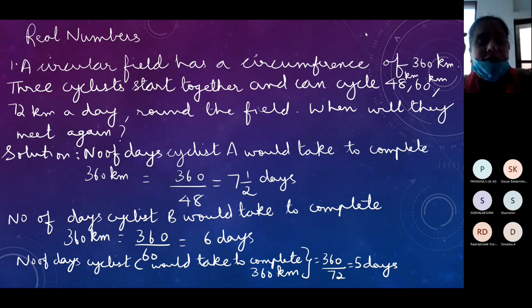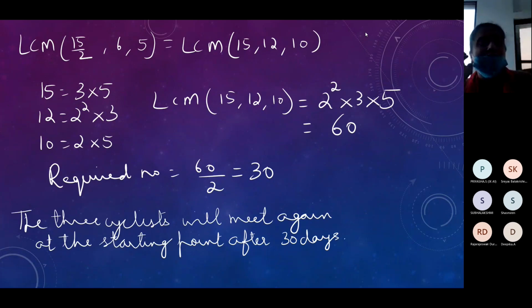Which is the LCM. But since we have a fraction, we are worried as to how to find the LCM of 15 by 2, 6, and 5. So we'll get rid of the denominator 2 by multiplying every number by 2. So we get new numbers 15, 12, and 10. Find the LCM of these 3 numbers.